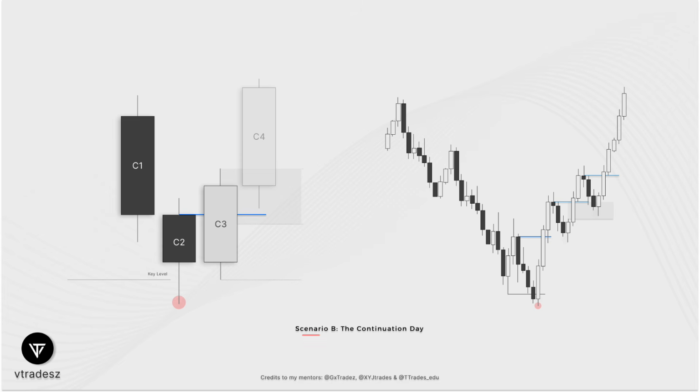Scenario B, the continuation day. If we have a candle 2 or candle 3 closure and we are trending, we do not want to see a sweep of the previous day high or low immediately. Bullish continuation. We want price to open, make a low, open low high close, ideally respecting the previous day's EQ. Then we want it to expand through the previous day high. Bearish continuation. We want price to open, make a high, open high low close, ideally respecting the previous day's EQ, then expand through the previous day low.